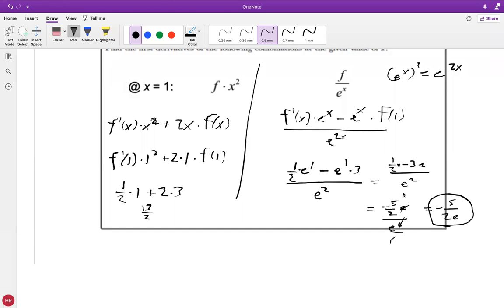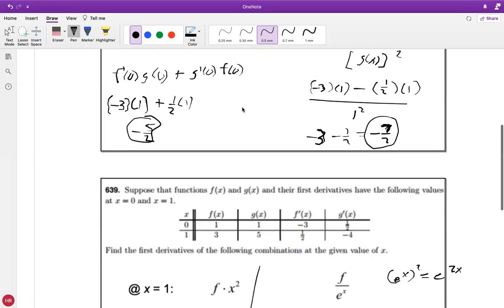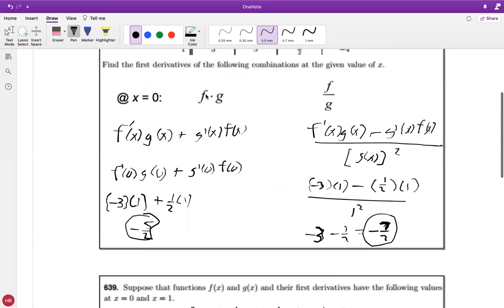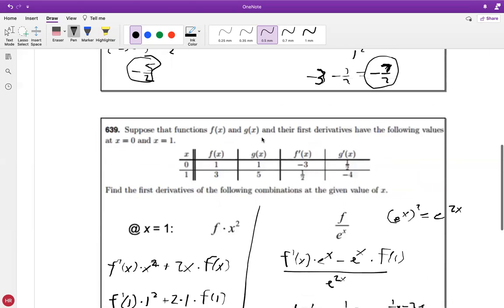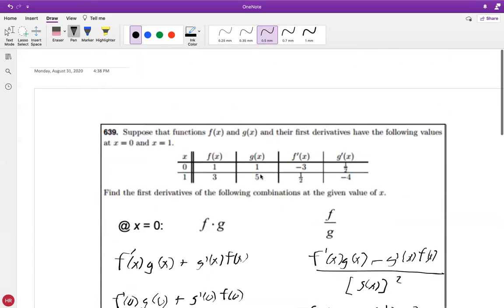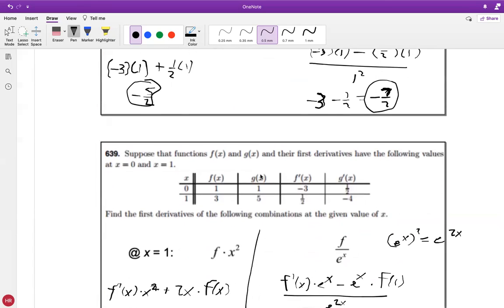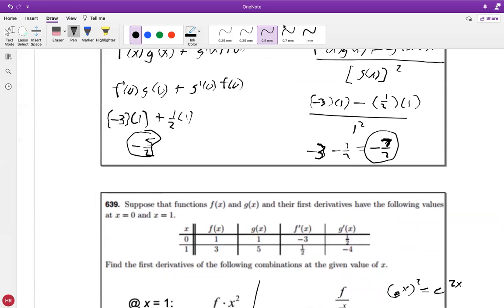So product and quotient rules, both in their generic forms and in these conceptual forms where I don't actually give you functions for f and g, I just give you values at specific points. I expect you guys to understand how to do these at some point, and there'll be plenty of practice in class.